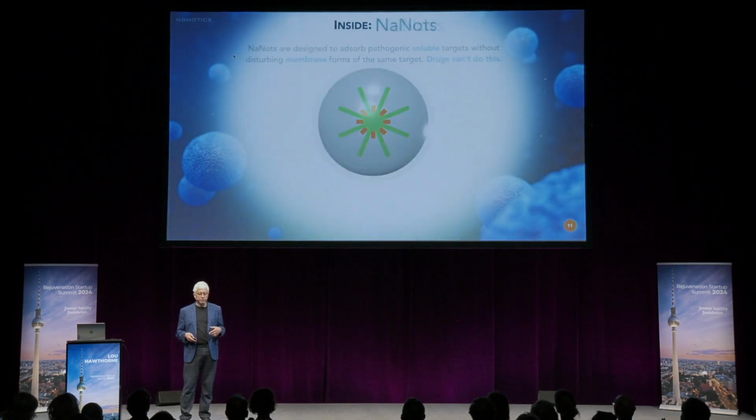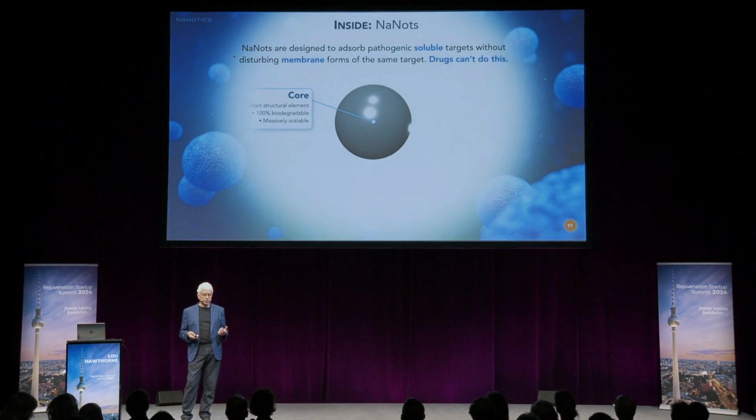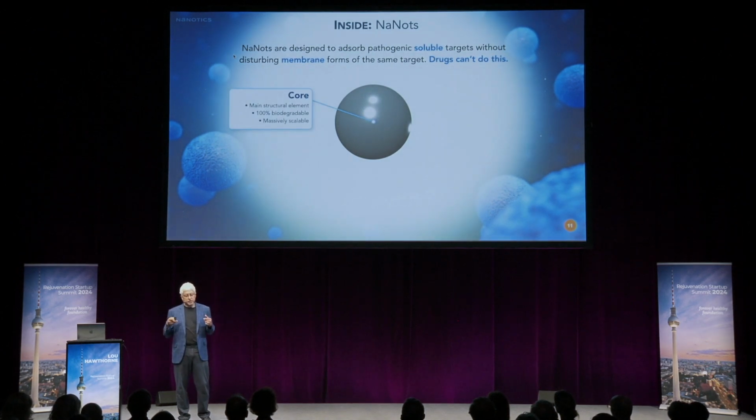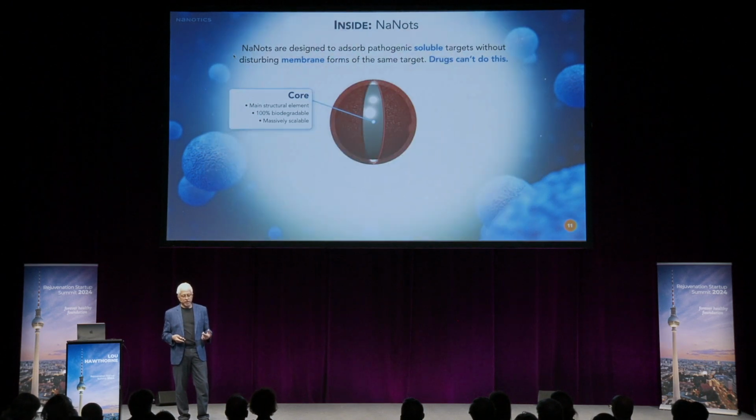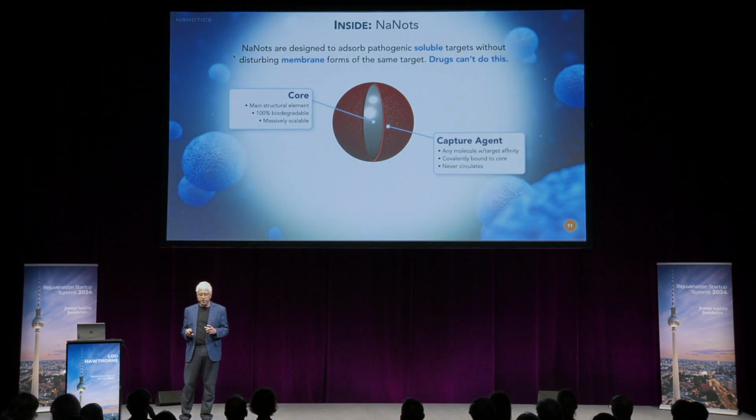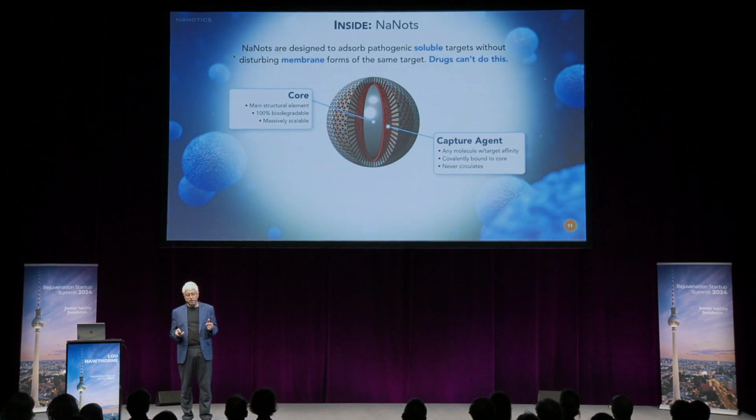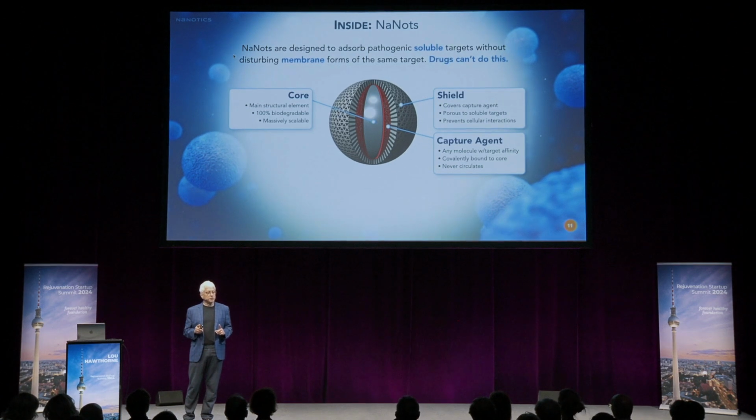So how do we do that? Well, we start with a core. The current generation is made of silica, which is fundamentally non-toxic. It's a structural element upon which we build. It's biodegradable and completely scalable. Onto that, we attach capture agents. We can use any molecule with target affinity. We're transitioning to nanobodies from antibodies. Then we attach a porous shield.